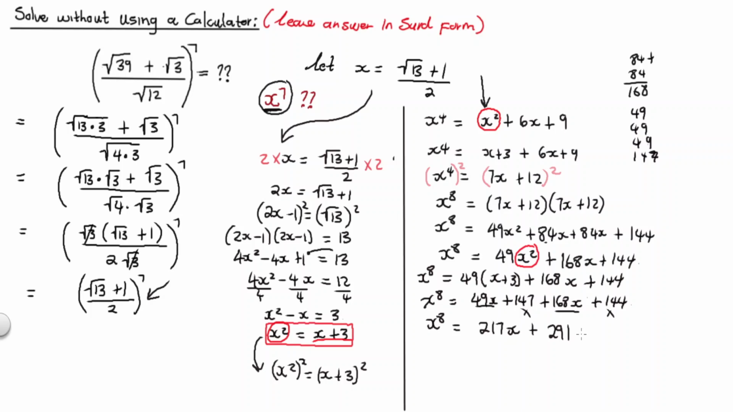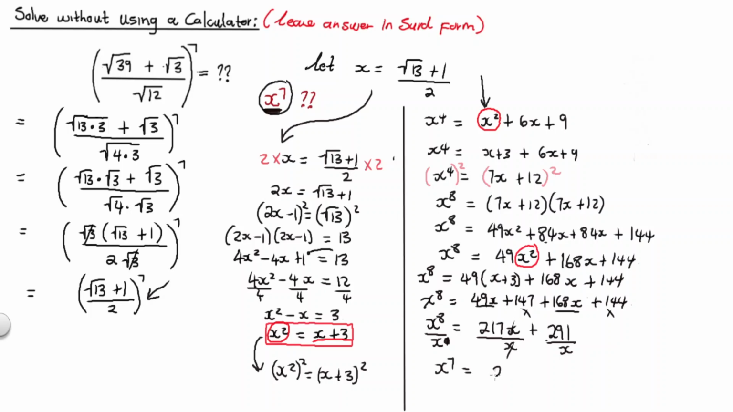Okay, 291. So this is the final step here. Now remember, we want to solve for x raised to exponent 7. So this is what I would do. Divide everything by x, not x raised to exponent 7, but divide everything by x. So x exponent 8 divided by x is equal to x raised to exponent 7.